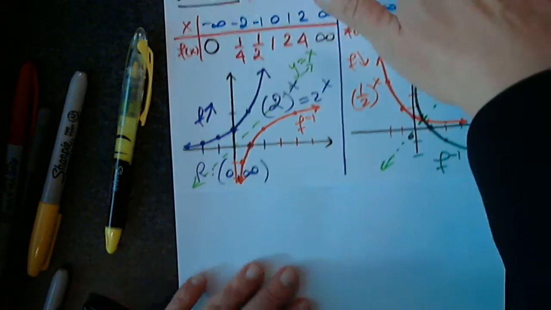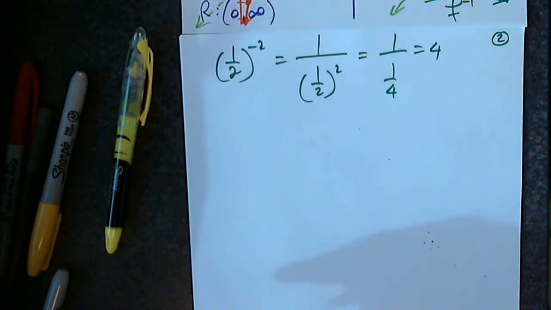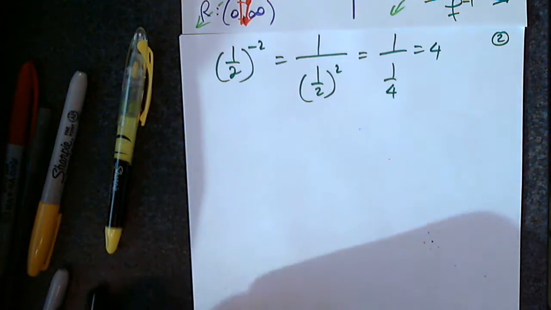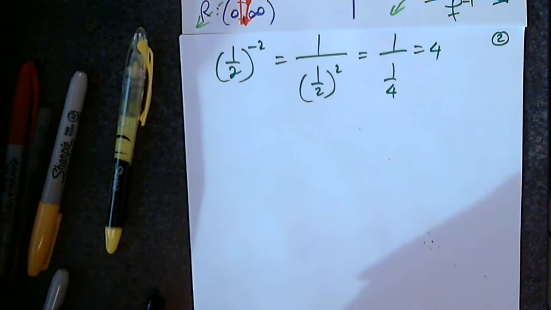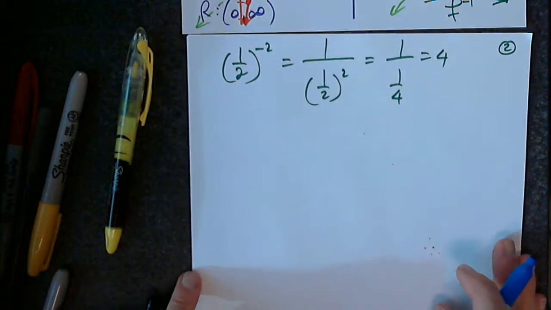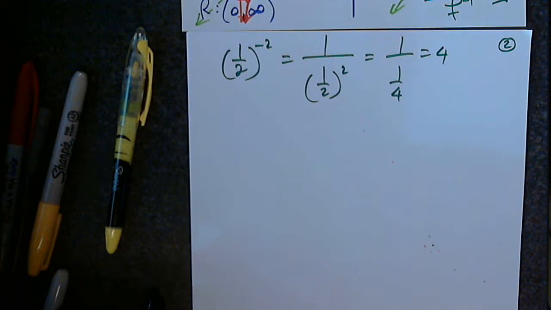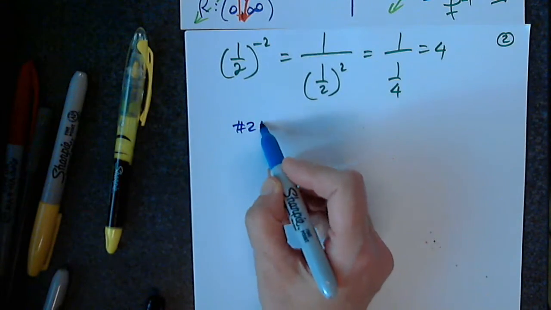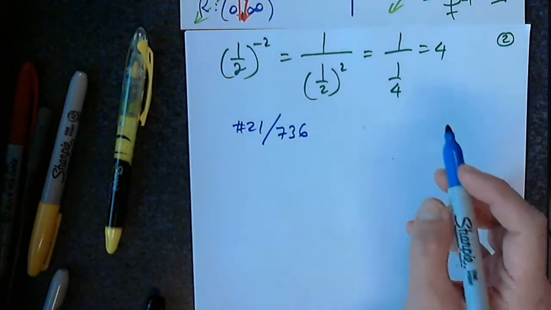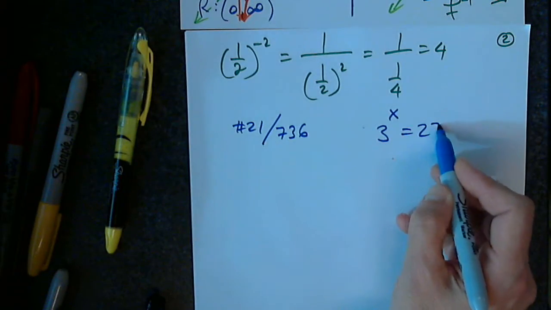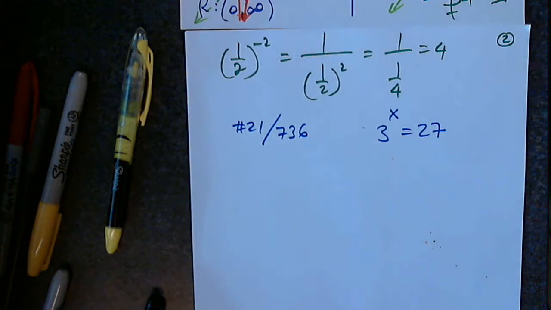Good. So I would like to look on page 736 and look at a few word problems and equations. And I would like you to tell me what type of equation this is. I'm going to copy 21 on page 736: 3 to the x equals 27. We know several types of equations. We know linear, quadratic, absolute value, polynomial, and I think that's it. What type of equation is this?